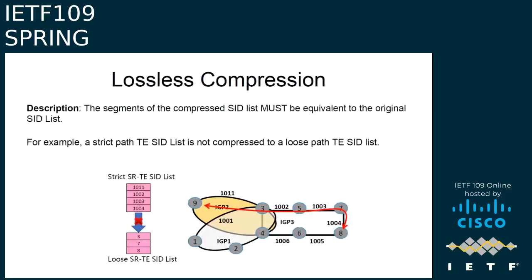So for lossless compression, of course, the compressed SID list must be equivalent to the original SID list. For example, a strict path TE cannot be compressed to a loose path TE SID list. So next page.